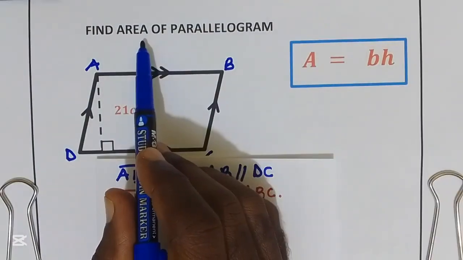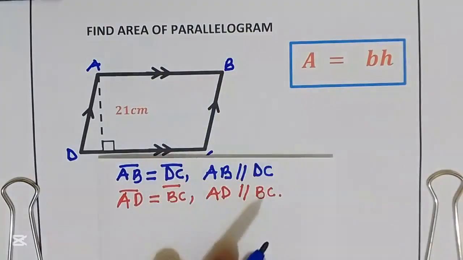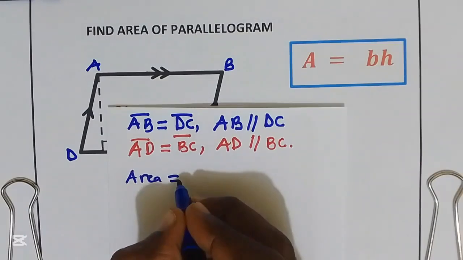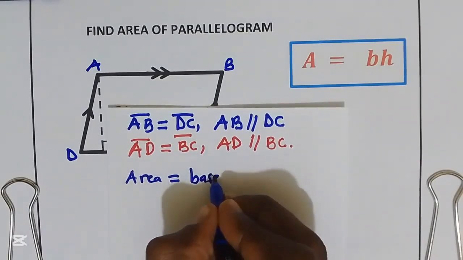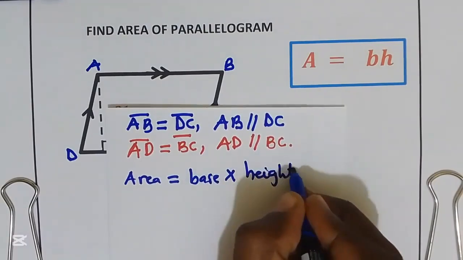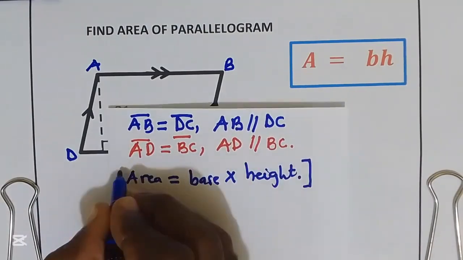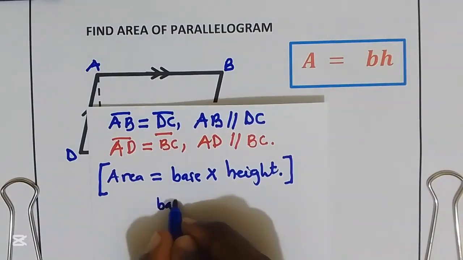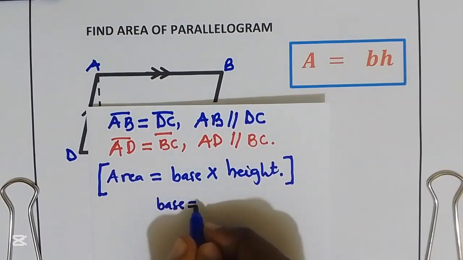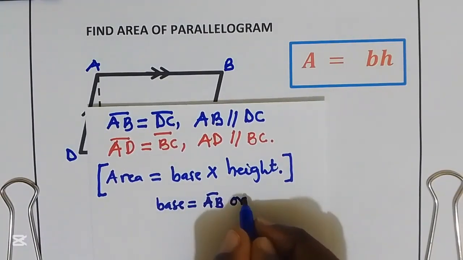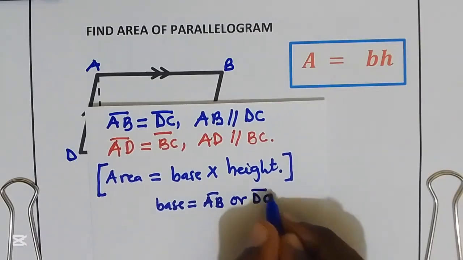Let's go and find the area of parallelogram. Area of a parallelogram is given by base multiplied by height. For the case of our diagram, our base can be equal to a distance AB, or distance DC.